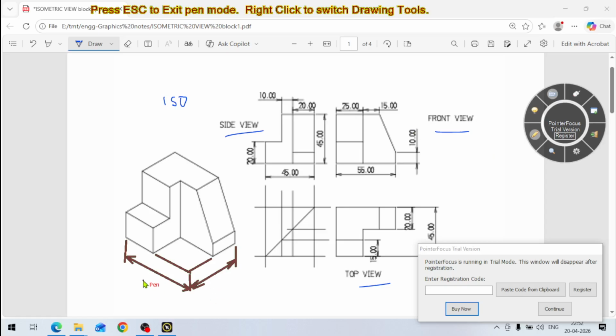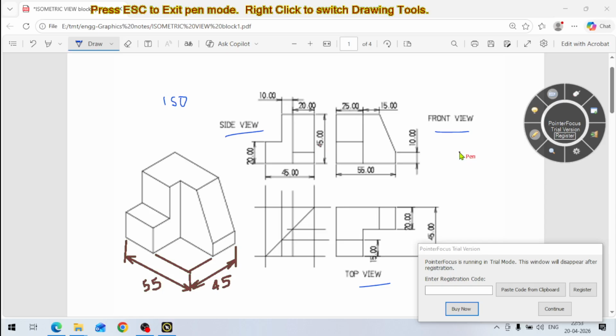So how much is this dimension? It is 55. This dimension is 55, and this dimension is 45, like this. This is 55, this is 45. And how much is the height? Height is also 45. So how to give the dimension of the height?